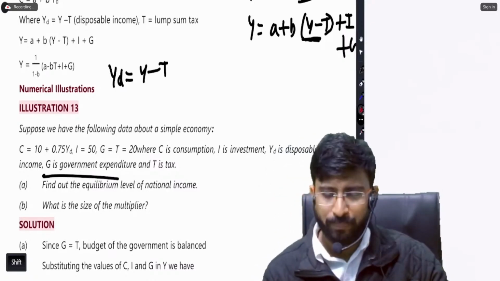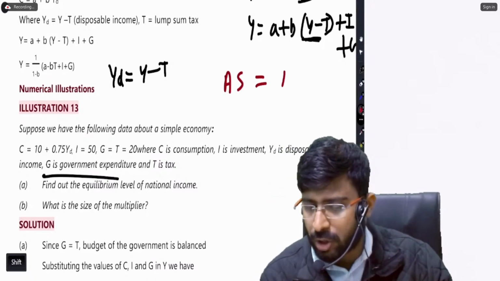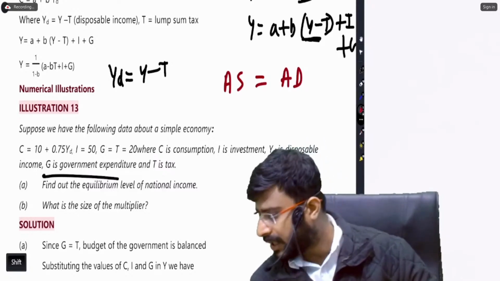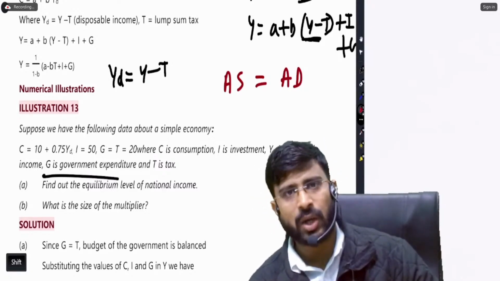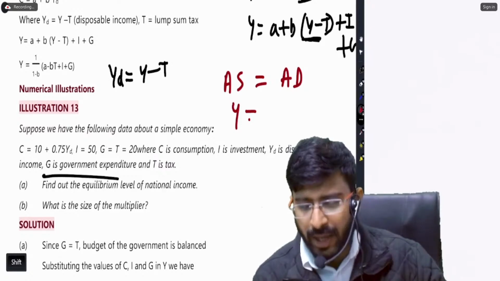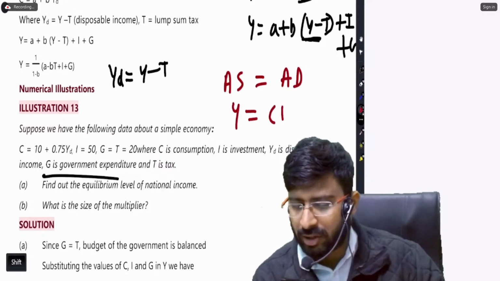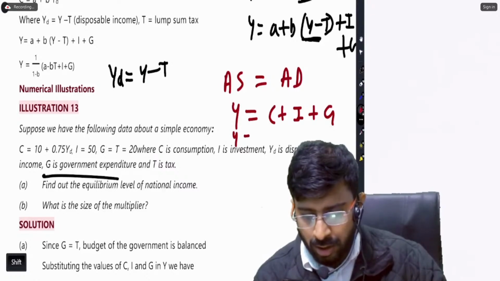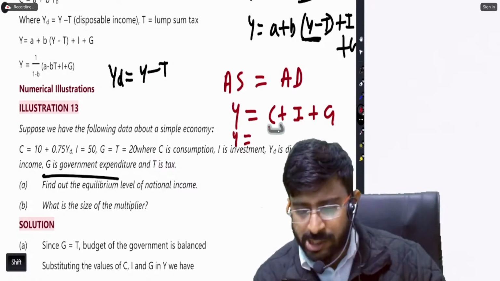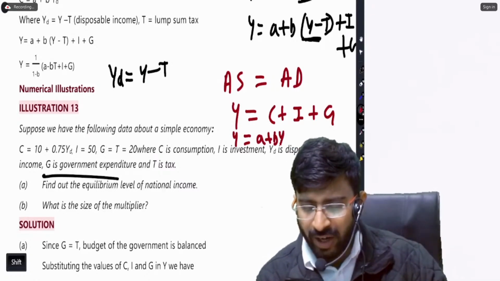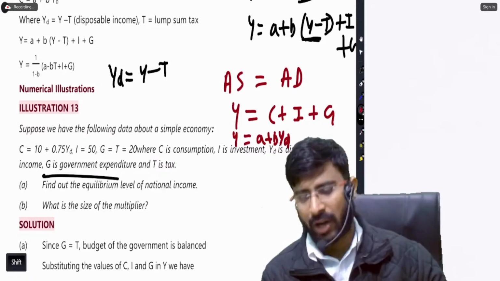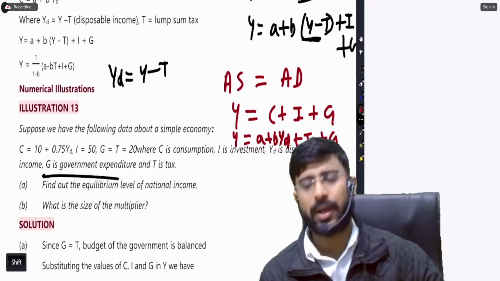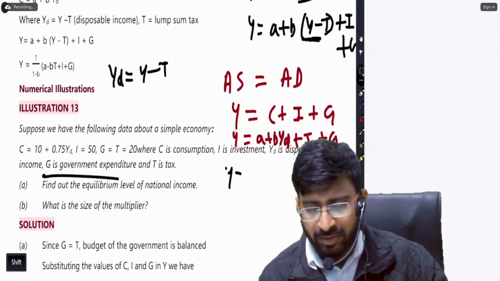So now pay attention. Aggregate supply equals aggregate demand. That is the equilibrium condition in an economy. Aggregate supply equals Y, and it is equal to C plus I plus G. Now C is what? C equals A plus B YD, plus I plus G.